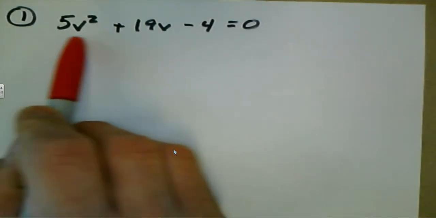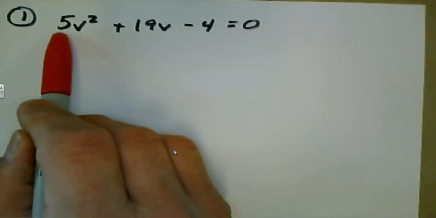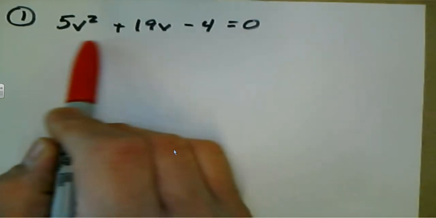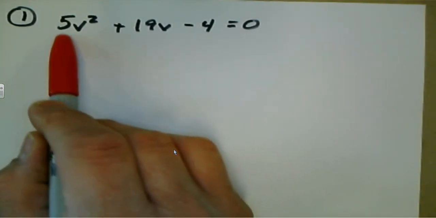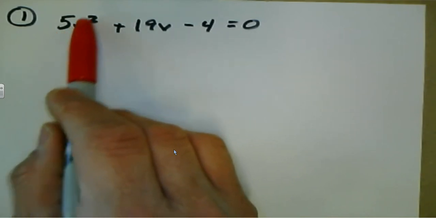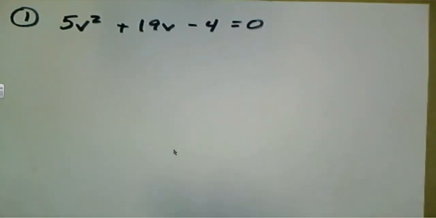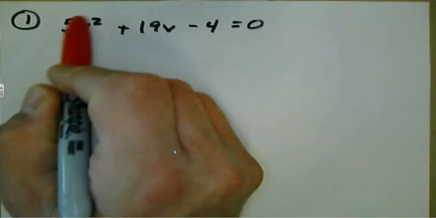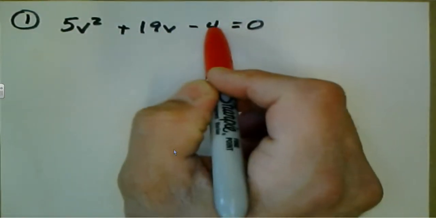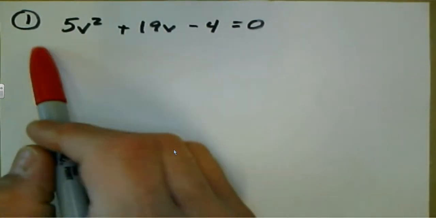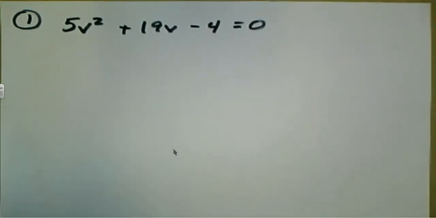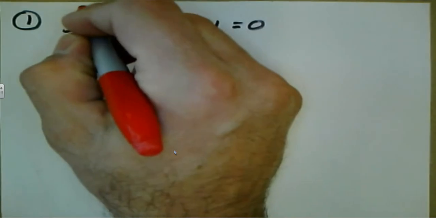We are looking at solving quadratics by factoring, but the problem is we have this coefficient on our a value, which is the v squared. So if the v squared is the a, the v is the b, and the non-v is the c. I'm going to start saying that because you're going to get to know that. You need to get to know it when we start using the quadratic formula.